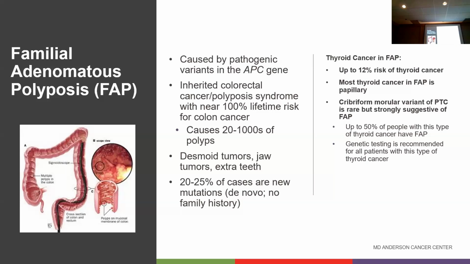An interesting thing about FAP is that almost a quarter of the cases represent what's called a de novo genetic difference, or a new genetic difference in a person that actually was not inherited from their mom or from their dad.